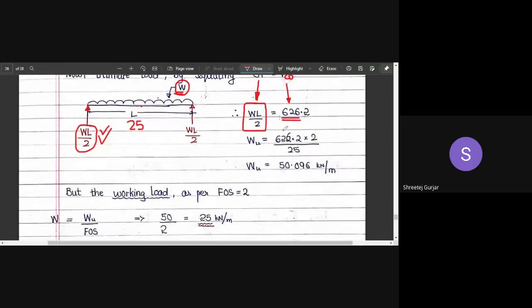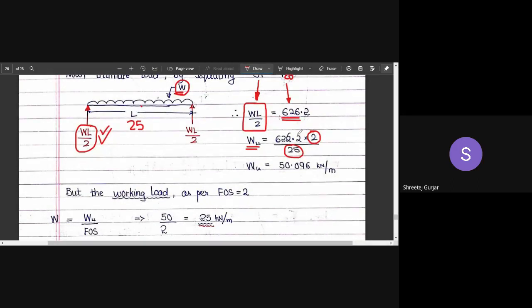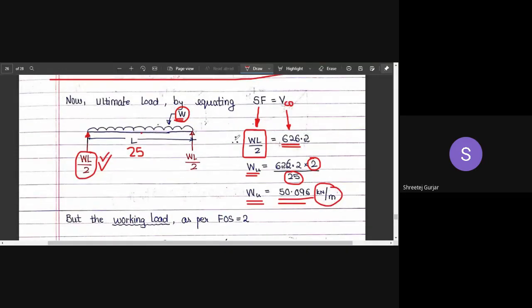So here, if we equate, what will be now the value of W? We know W is unknown, L is known. So L will go on the other side of the equation, it will come at the denominator, and this 2 will go on the other side, it will come at the numerator. So we are left with WU. Solving this, we have got the WU value as 50 kilonewton per meter. The UDL, which is the factored load which is acting, is 50 kilonewton per meter.